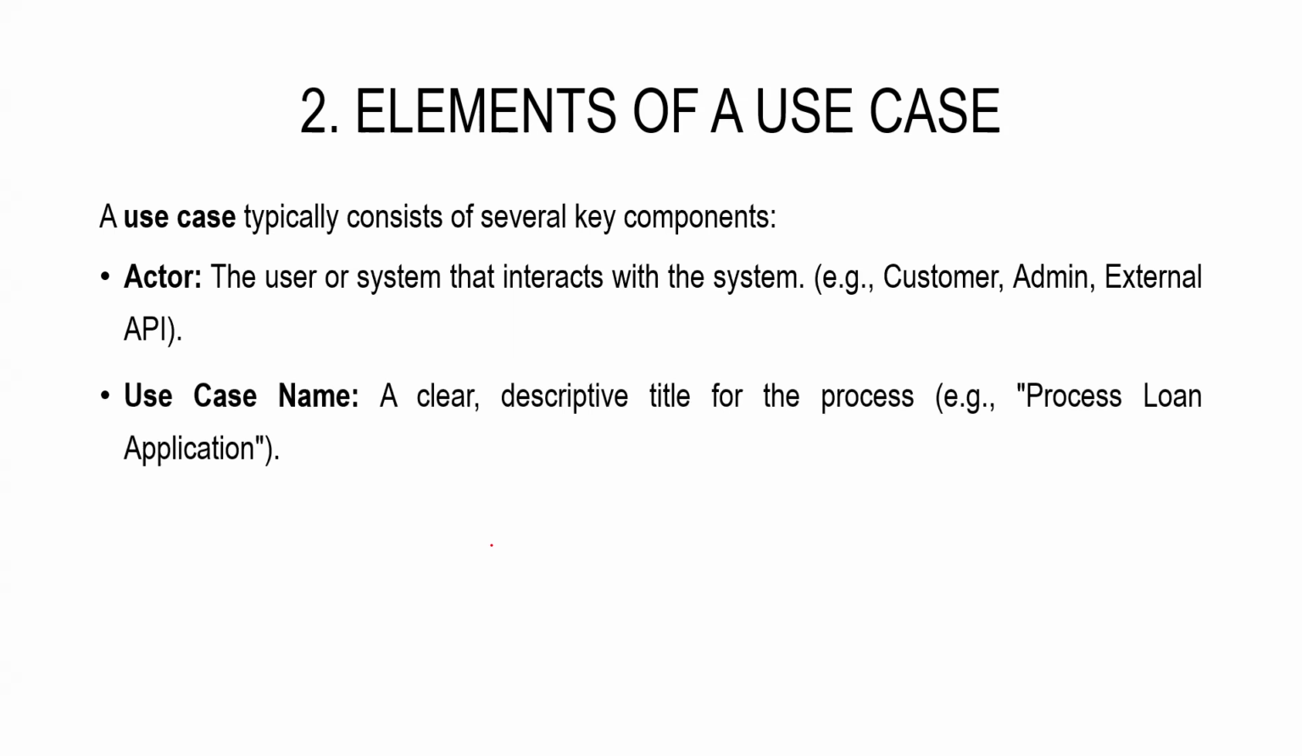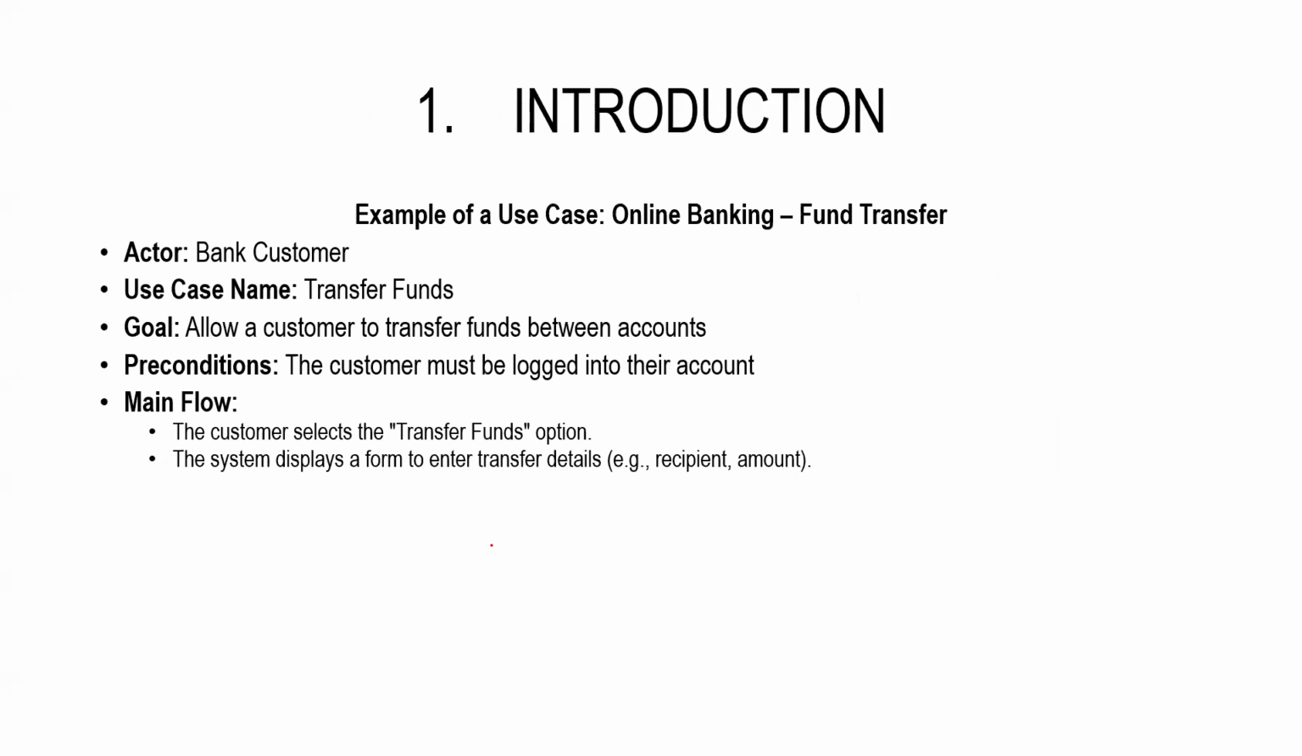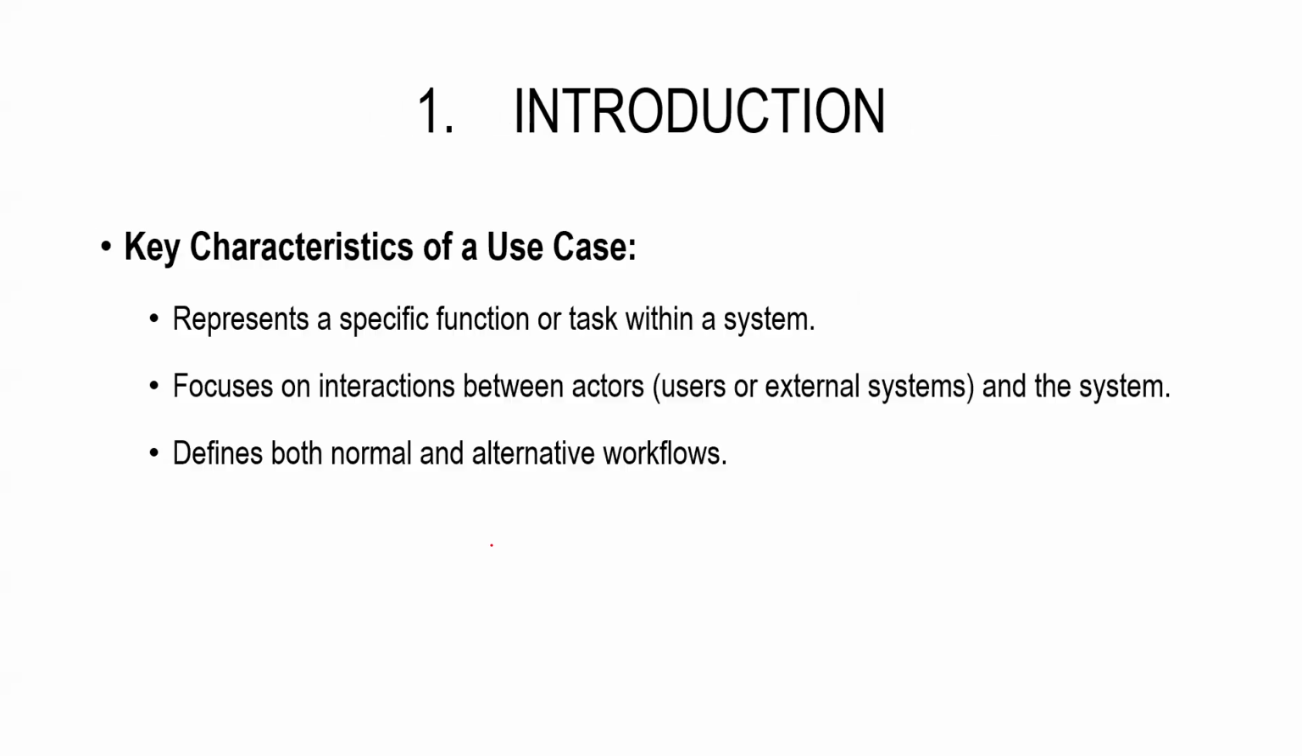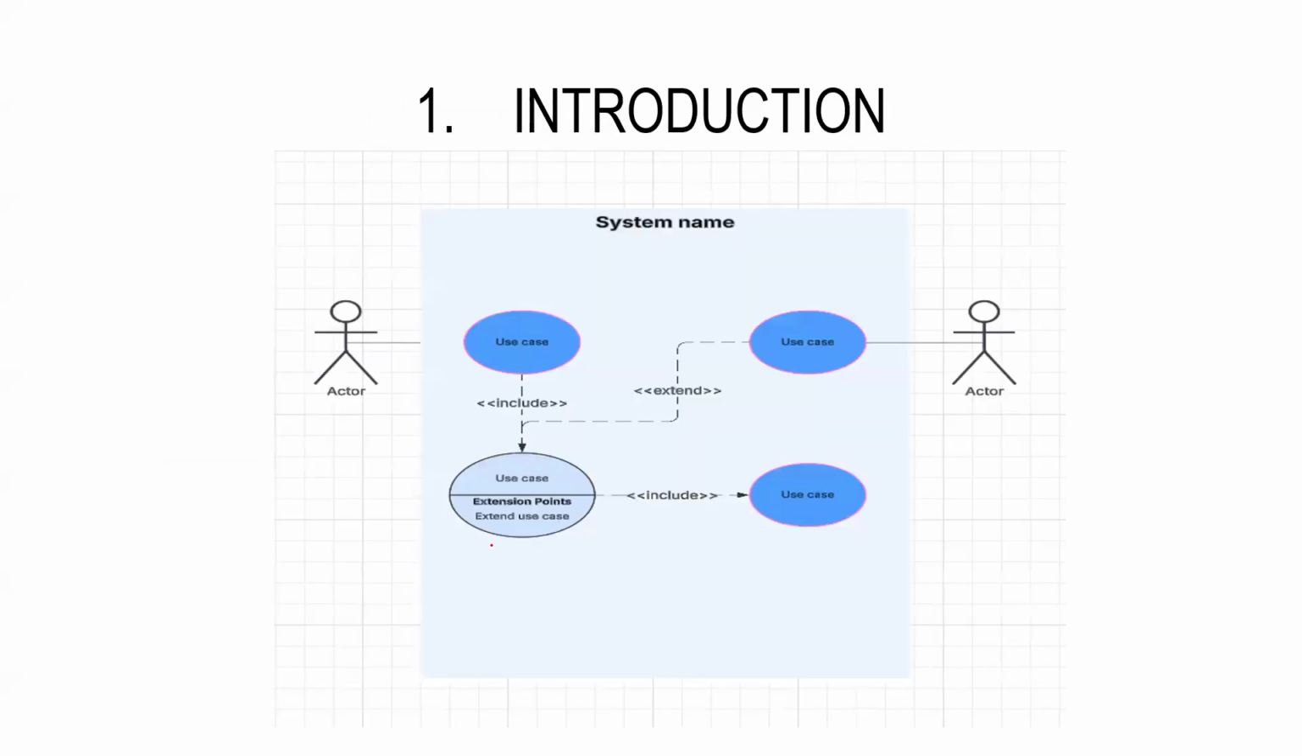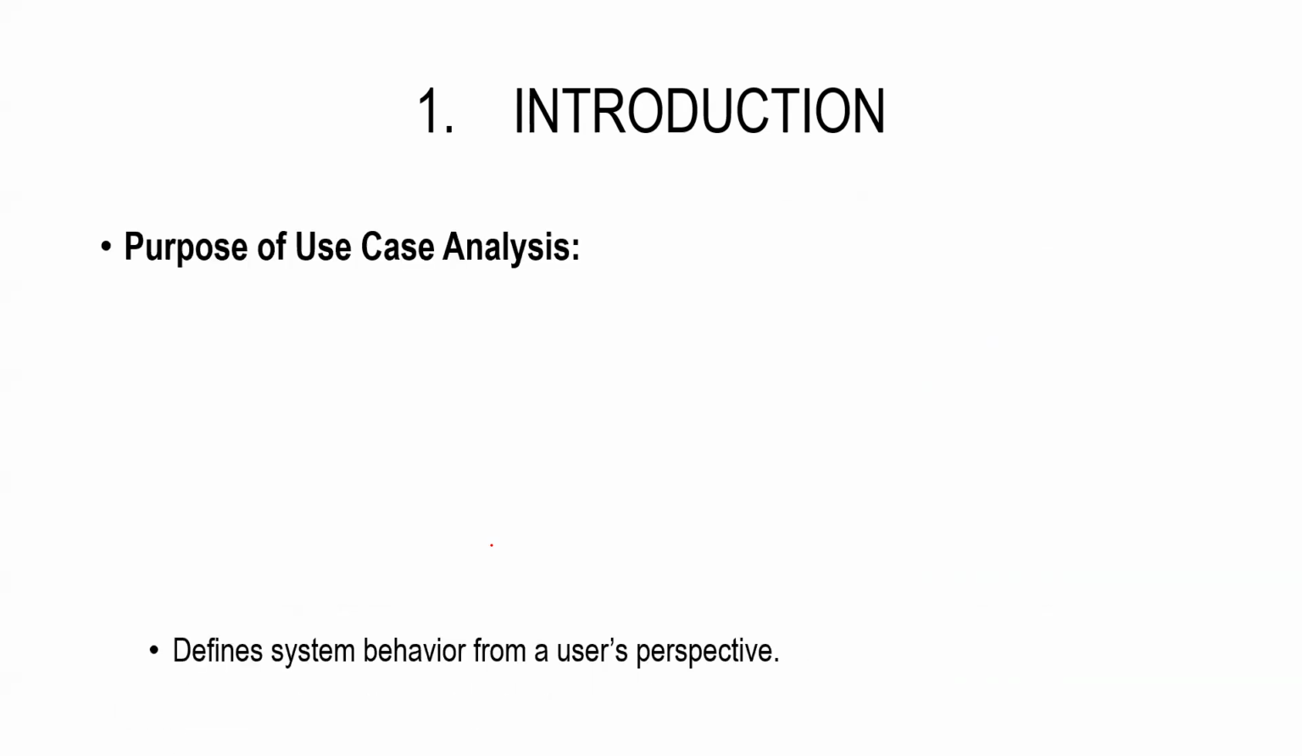So the use case name, like we had in the previous slide where we said fund transfer, has to be clear. It has to be descriptive. So you need to have things like process loan application as a title. Remember, there was this box. On top there, we have system name. That's where you need to give it the name of the system or the name of the module that you are looking at. It can be fund transfer. That system name has to be something meaningful.